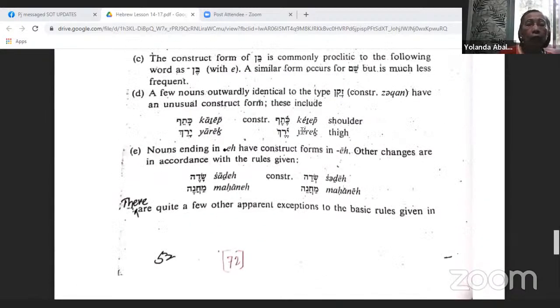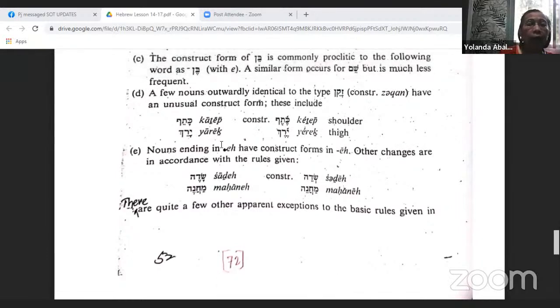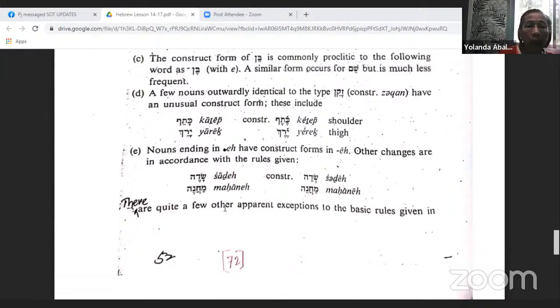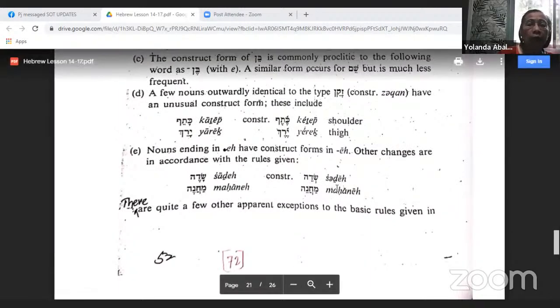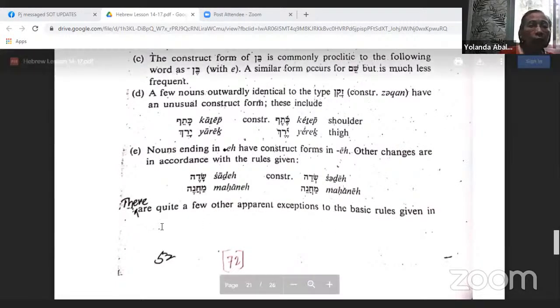Yan. Alright, so ano nakita nyo? Kaibahan. Ang katif, nagiging kitif. Ang yarek, nagiging yarek. Ang sade, nagiging side. Ang makane, nagiging makane. Sabi niya, ito yung hindi siya pwedeng ipagpalit. Even in construction. Okay.